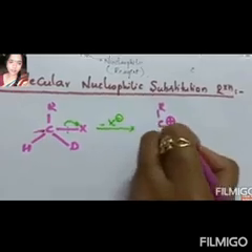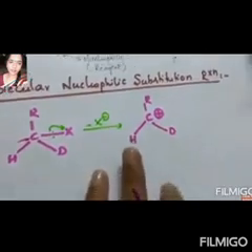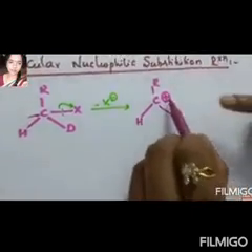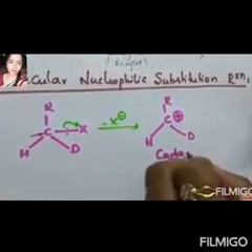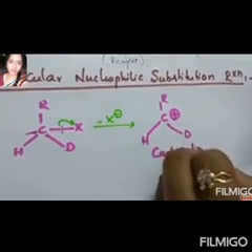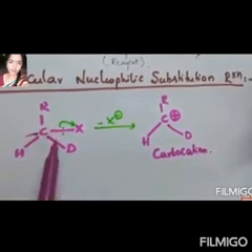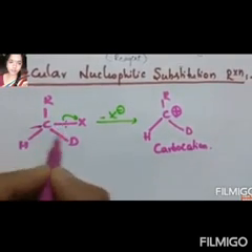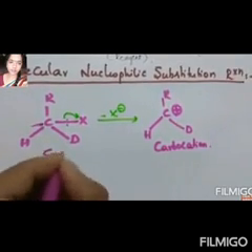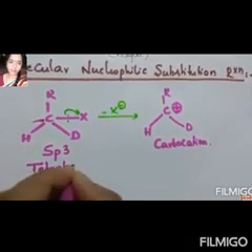So the first step is what? The halogen is going to be removed from the compound. So it forms what? A carbocation. Is it clear? Already I told you halogens are more electronegative than carbon, so it takes 2 electrons and leaves as an X minus ion. So the compound forms a carbocation.